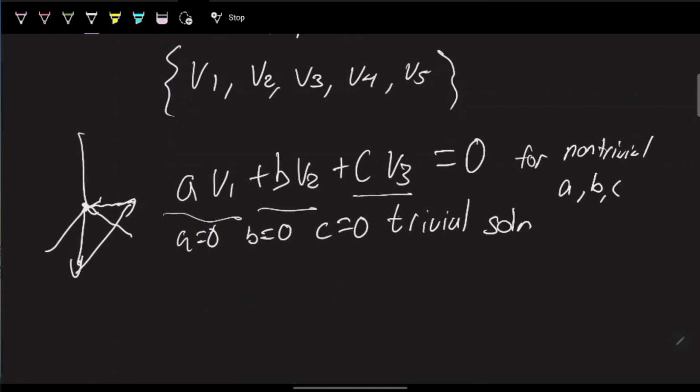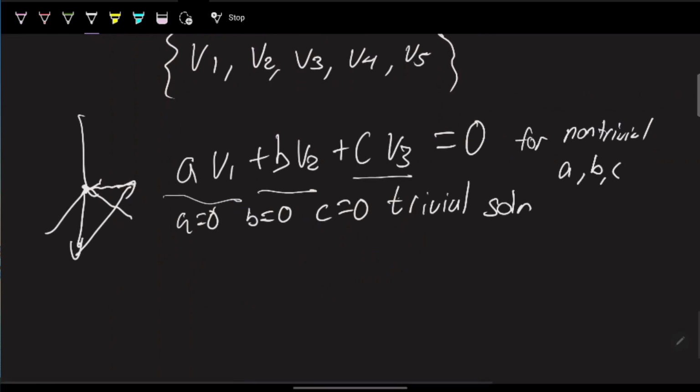There might be a weird edge case if V2 and V3 are themselves 0. Anyways, I don't want to talk about a weird edge case like that right now. I think that would only serve to confuse. But this is the fundamentals, right? This is trivial when they're all 0, and non-trivial is anything other than that.